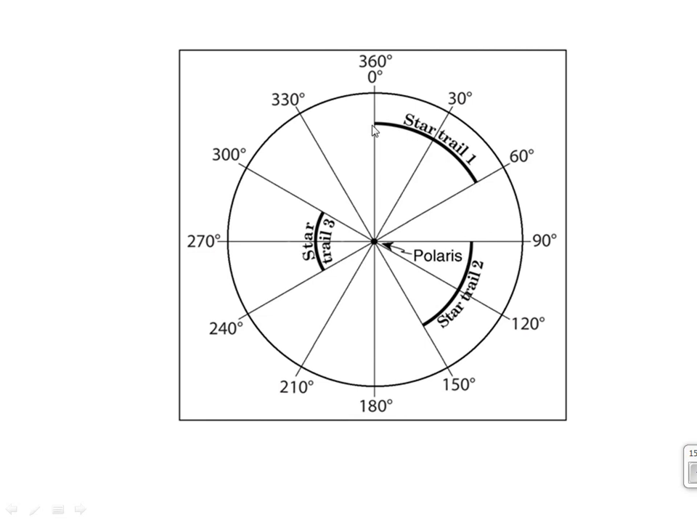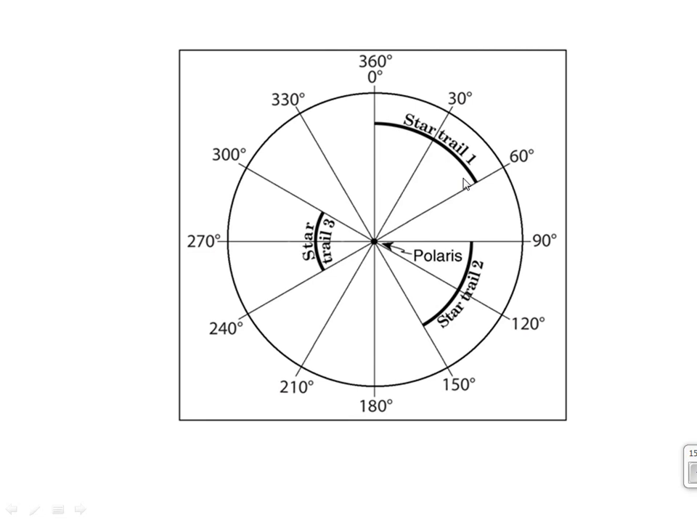Now you'll notice, okay, but this star looks like it's longer, right? It looks like a longer star trail. Well, that's because it's further out away from the center. The closer you are to the center, the shorter the trail appears. Yet it's still traveling the same angular distance. This is 60 degrees, and this is 60 degrees.